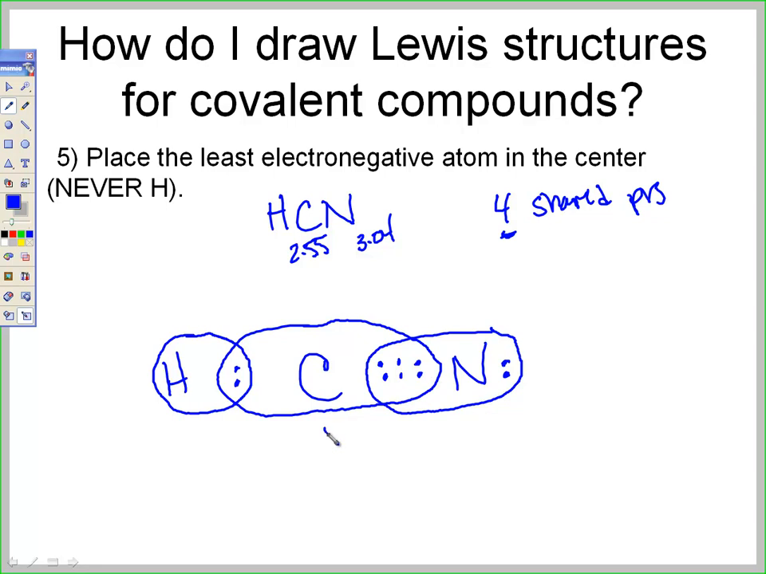If I was going to do the structural formula, remember I just replace shared pairs with dashes. So I'm going to have a dash to H, and I'm going to have 3 shared pairs, so 3 dashes to N, and then of course my lone pair on the nitrogen.